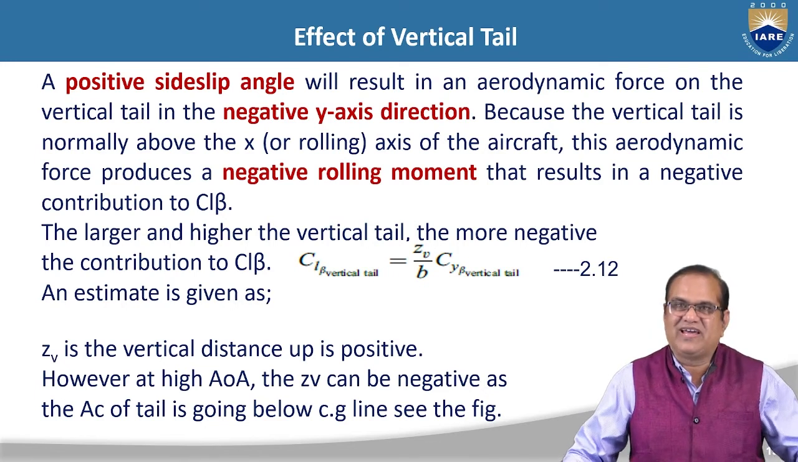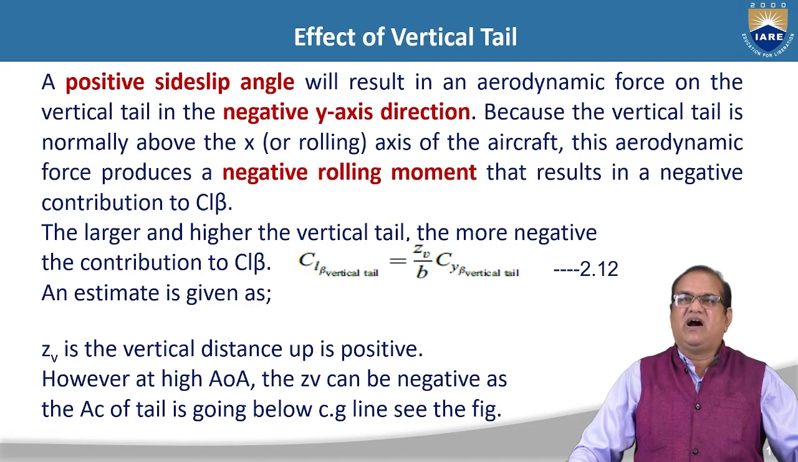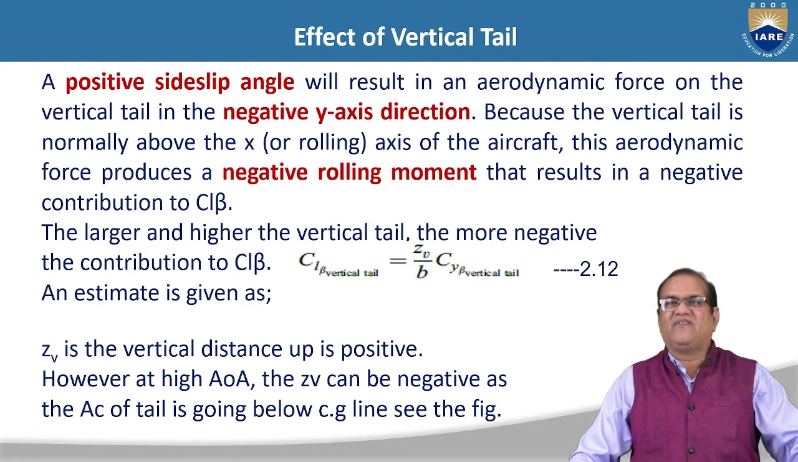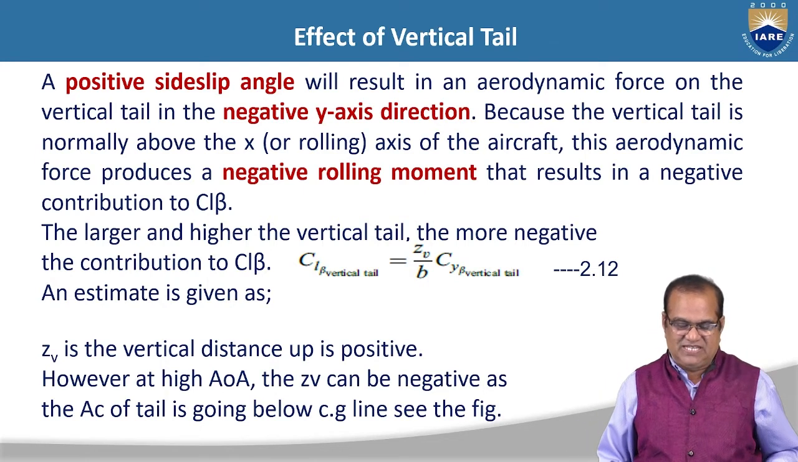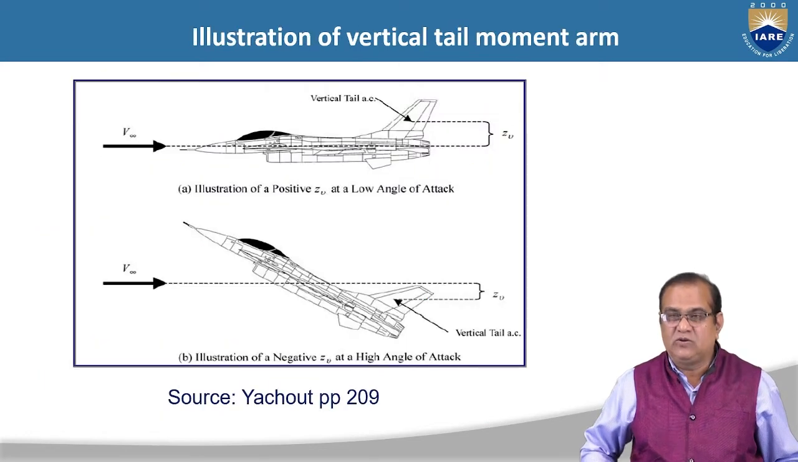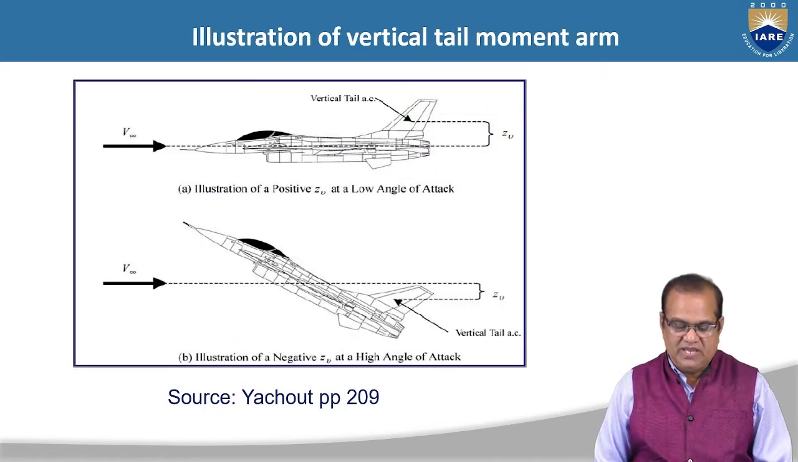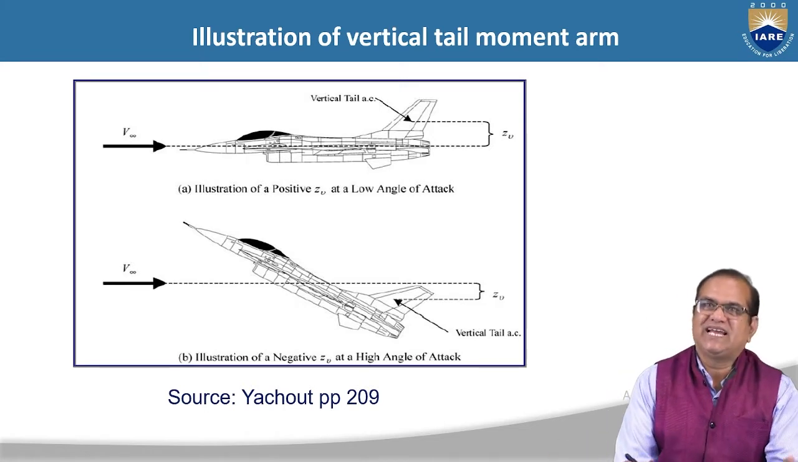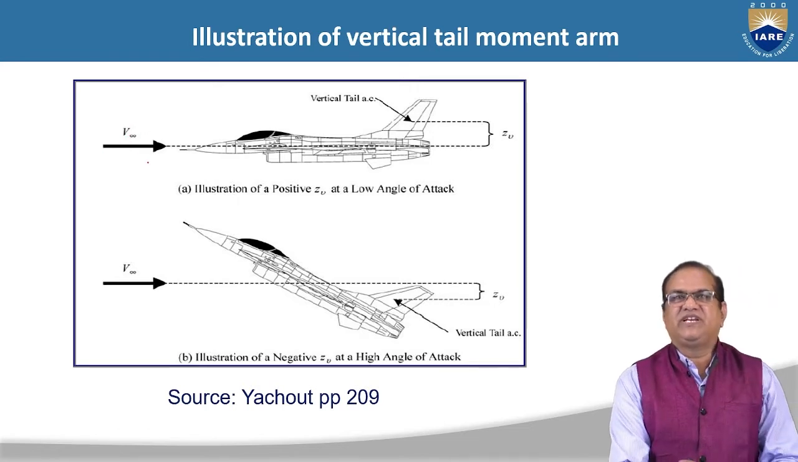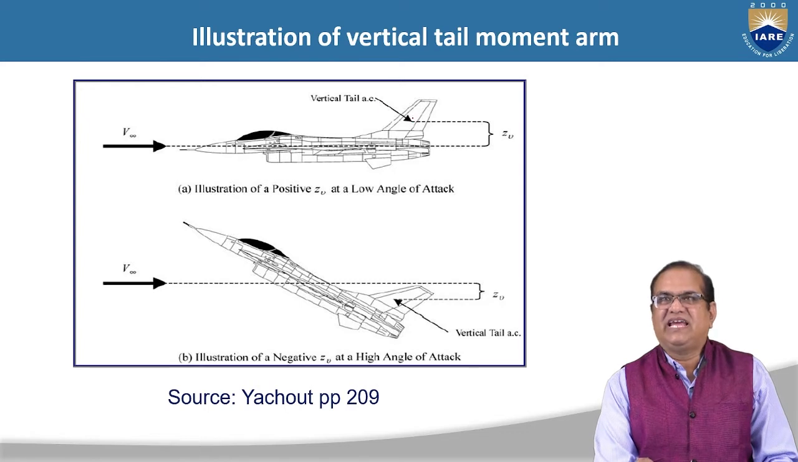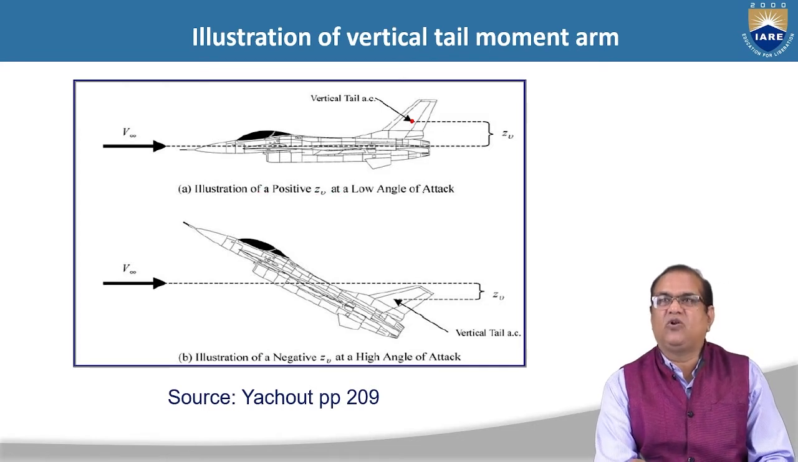This is the equation where Z V is the vertical distance up in the positive direction. However, at higher angle of attack, Z V can be negative as the AC of the tail goes below the CG, as you can see in this figure. Here we can see the aircraft flying with the free stream velocity V infinity. Here is the vertical tail aerodynamic center, this is the horizontal line, and from here the distance is Z V. This is an illustration of a positive Z V at a low angle of attack.